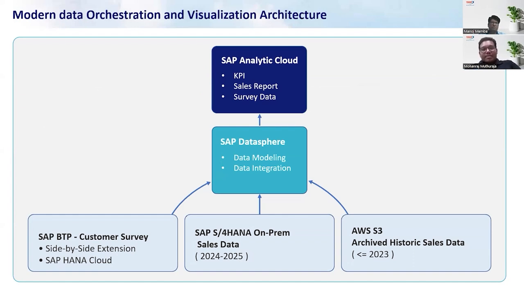So, in alignment with the problem statement for this webinar, we have considered a scenario where the data has been scattered into multiple source systems, like SAP BTP for customer survey, the SAP S/4HANA on-premise system as our e-commerce system for the sales data, and an AWS S3 bucket for the archived historic sales data. So, to resolve this problem statement efficiently, we propose this modern data orchestration and visualization architecture in a unified platform.